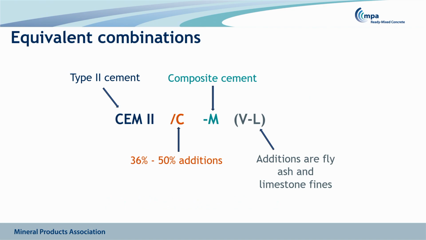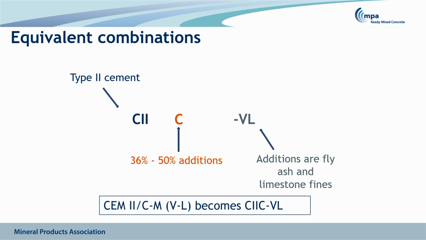A slightly more complicated cement, SEM 2CMVL, becomes C2. We lose the forward slash, it just becomes C. And we don't need the M. We can see there are two additions from the letters, so it is redundant. So a SEM 2 forward slash CMVL becomes C2CVL when we make them in the concrete plant.